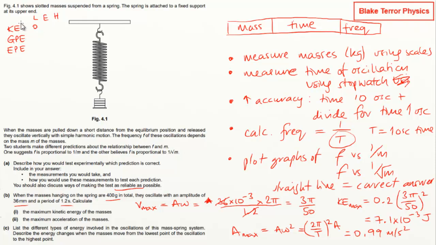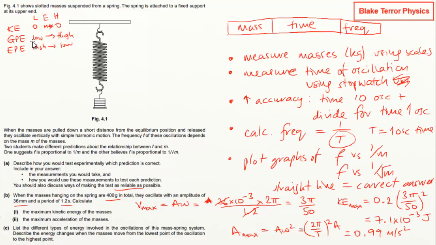So for kinetic energy, it's 0 at the lowest and the highest, and it's a maximum at the equilibrium point. The GPE is going to be at its lowest at the bottom and its highest at the top, and it's just going from one to the other. The EPE is going to be going from its highest at the bottom to its lowest at the top. So that's what is happening with all of those.